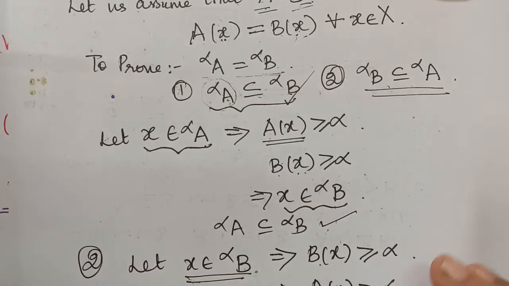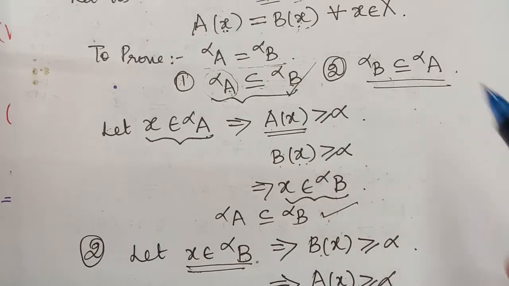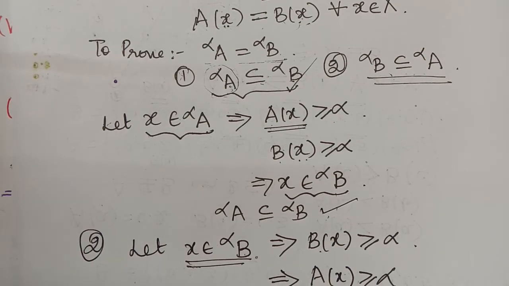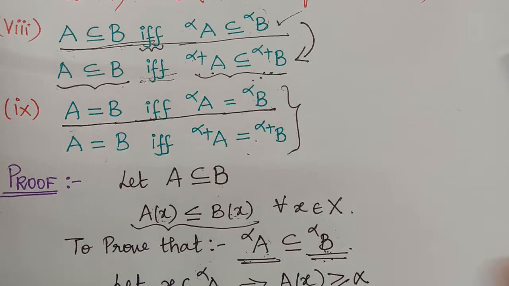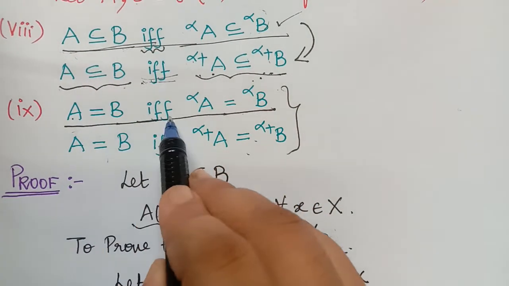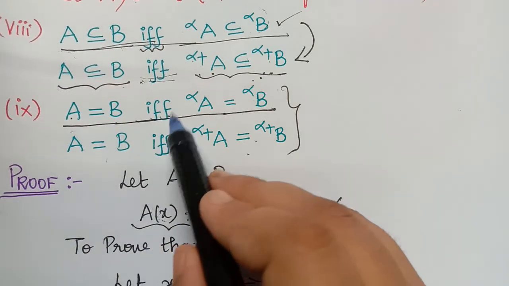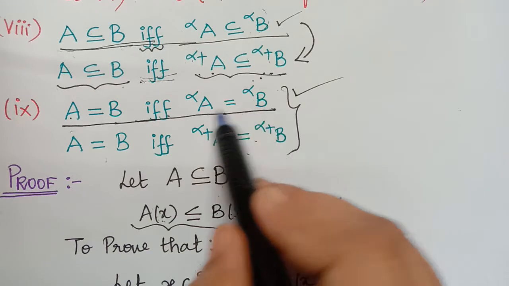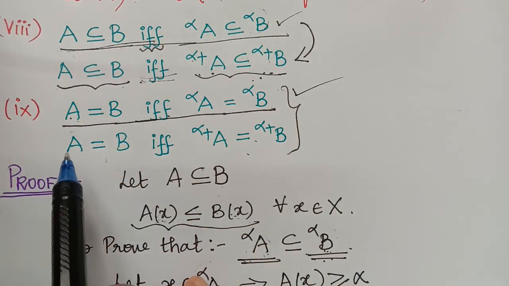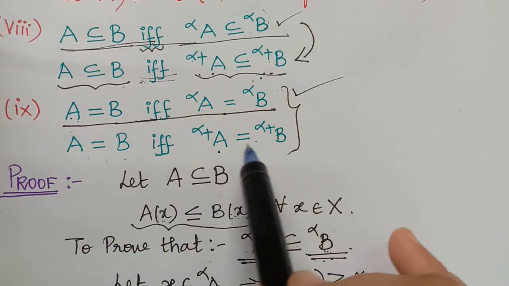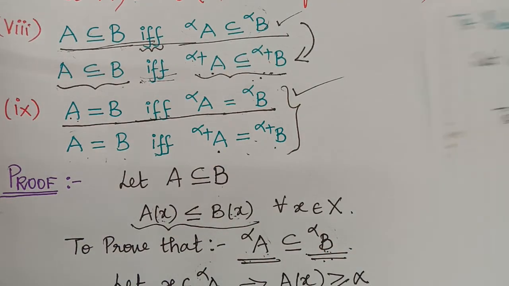Now the same concept has to be proved for strong alpha cut sets of a fuzzy set, because we have them in the theorem. So in this theorem, just now we have proved that A is equal to B if and only if alpha cut of A is equal to alpha cut of B. So this we have proved. In a similar way, we have to prove that A equal to B if and only if strong alpha cut of A will be equal to strong alpha cut of B.